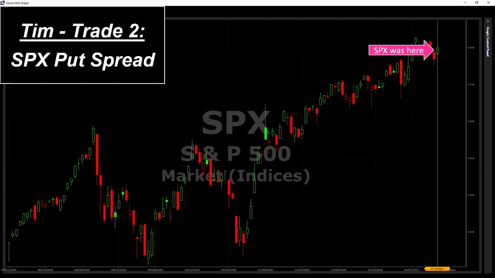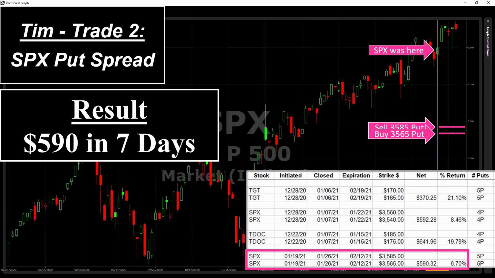He turned right back around and placed another SPX bull put spread the next week because our market timing signal was still up. The put he sold was, again, way down here. Look at all of that room he has to be wrong on this trade. Here was his insurance put that he bought. And remember, both of those are done at the same time. The result came just 7 days later this time, and he walked away with another $590 paycheck.